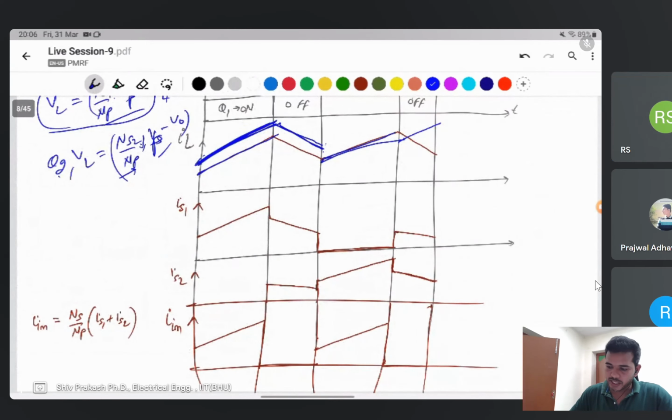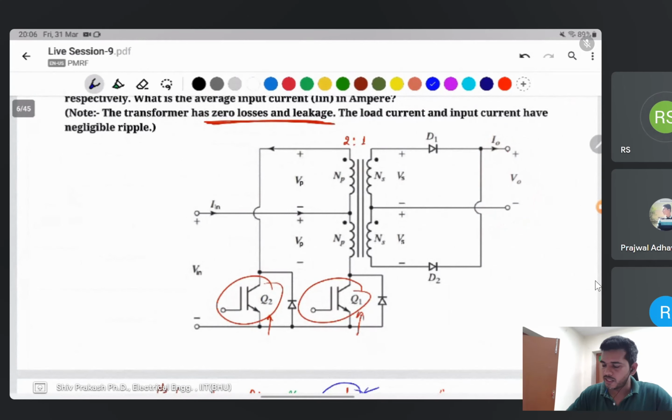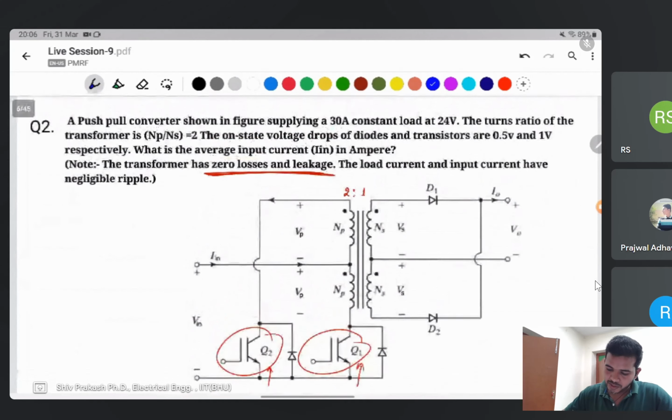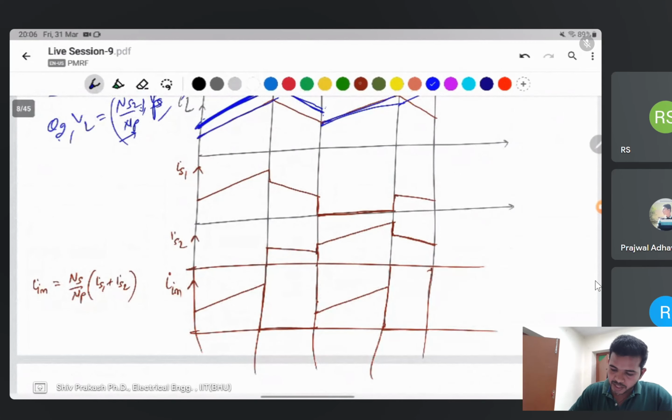The same thing is given in the question: the input and output voltage will be constant at all times. The given constant load current is 30 ampere and constant voltage. If a voltage or current is given as a constant, then you take it as an average. The constant current I naught flows here, and when both the switches are off, then I naught by 2 flows here, and the same I naught by 2 flows here.